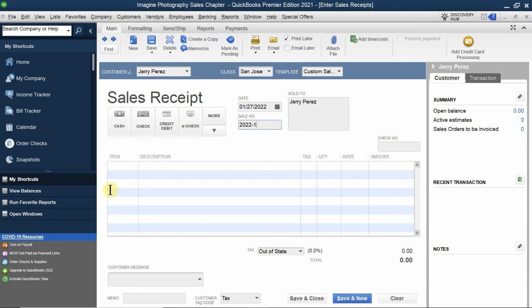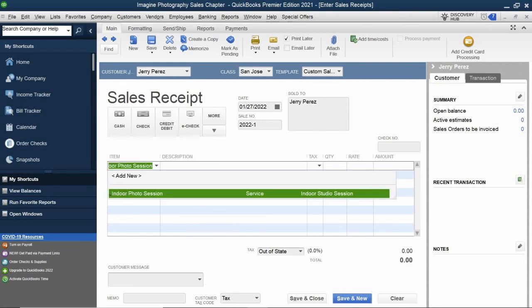Now, the next thing I'm going to see here is, what did Jerry Perez buy from me? In this case, Jerry Perez bought 3 outdoor photo sessions and 2 premium photo packages. So what I'm going to do here is fill in the items that were purchased. We're talking about items in chapter 8, so next week. But in this case, items are going to be something that we sell, a product that we sell.